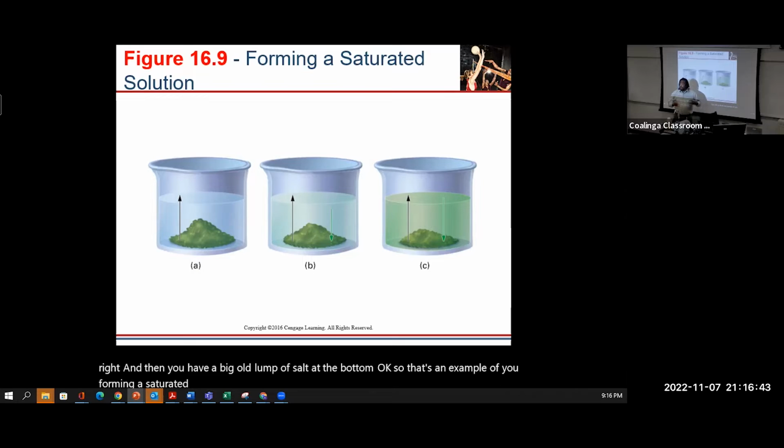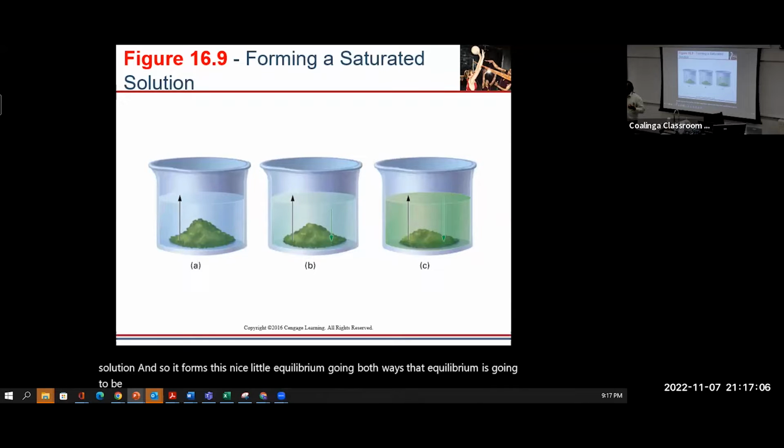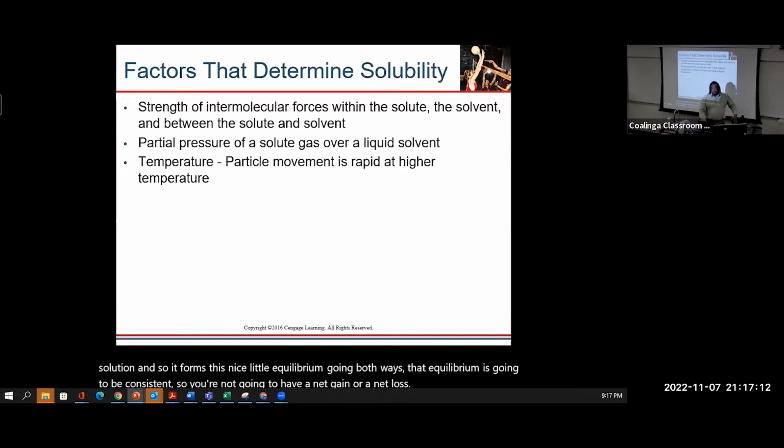You put so much in that you're not able to get any more of it into the solution. There's not enough water to surround all of the salt molecules. That's why that salt stays there. And what's happening is that as soon as some goes into solution, some of it is falling out of solution. So it's a nice equilibrium going both ways. That equilibrium is going to be consistent, so you're not going to have a net gain or a net loss.